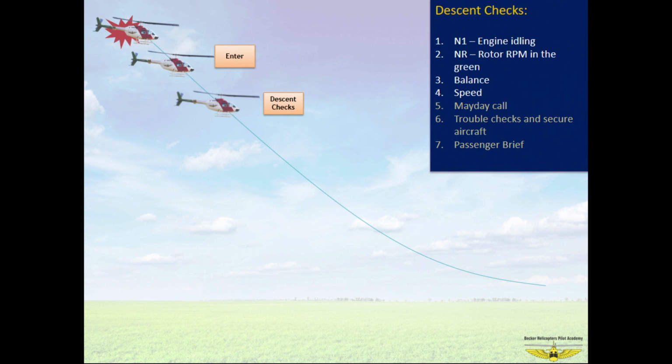So, descent checks. Lower collective, look outside, set the attitude, keep straight. Turn into wind, pick a spot. Got that done, take a breath. Engine's idling or not. Rotor's in the green, fix it if it's not.